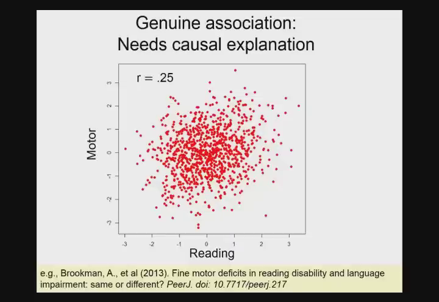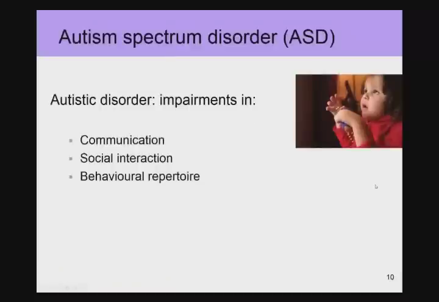Children in the bottom down here are the ones with both problems. But you can get children who have major problems with a motor task, but have actually above average reading, like these cases, or the other way around. So it's far from perfect. The other example that I want to use is between autism and language impairment.